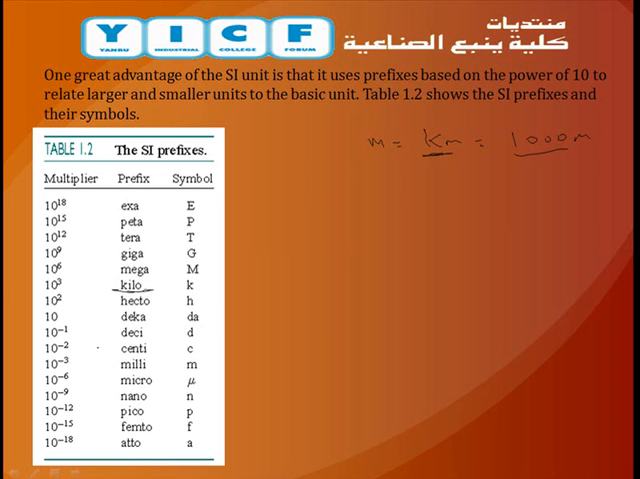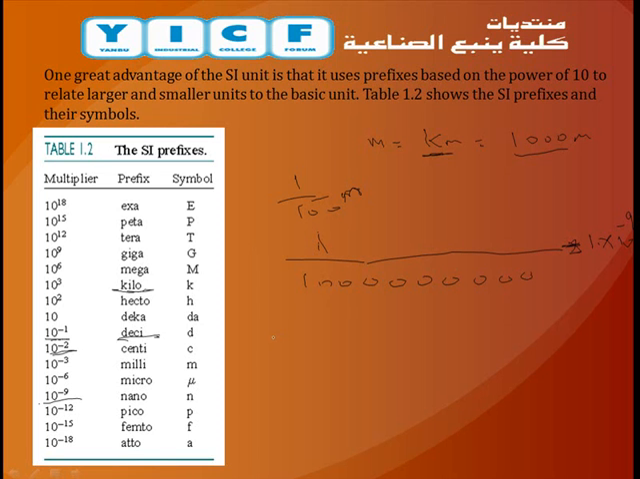We can use, for example, decimeter, which is 1/10 of the meter. We can use centimeter, which is 1/100 of the meter. We can use nanometer, which is 1/billion, equal to 1 multiplied by 10 to the power minus 9.